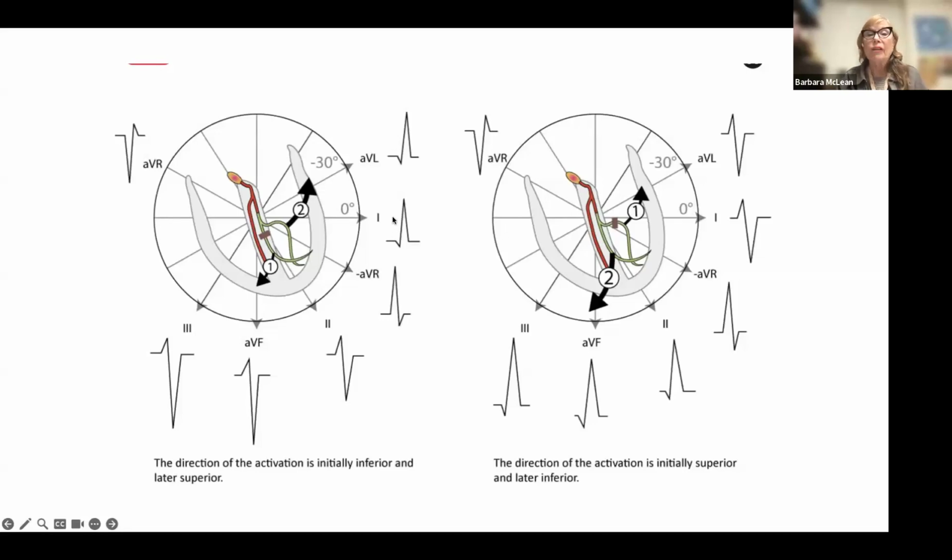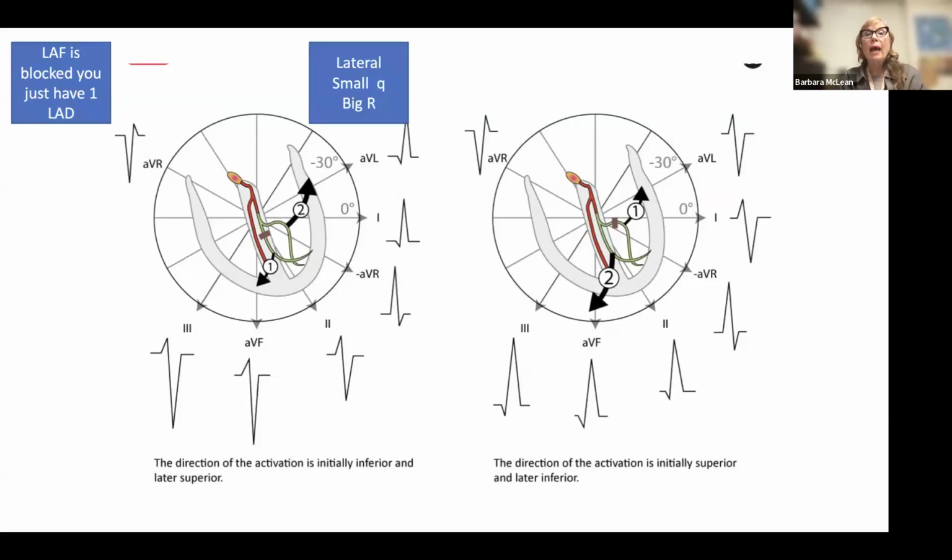So in my extreme left leads and the limb leads, 1 and AVL, I'm going to have a small Q and a large R wave. And in 2, 3 and AVF, I'm going to have a small R and a large S. So you should never see this in normal activation. Never should you see this independent activation. So if LAF is blocked, you have a left anterior fascicle blocked, you have only one fascicle on the left bundle, and that would be the left posterior. So again, I'm going to expect to see in my left-sided leads a small Q and a big R, and in my right-sided or inferior leads, I'm going to see a small R and a deep S.